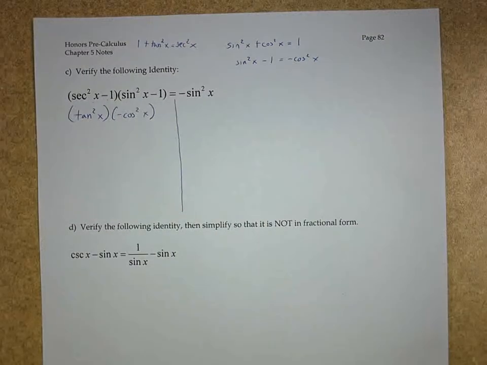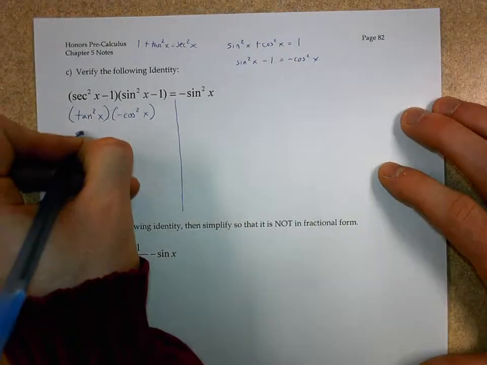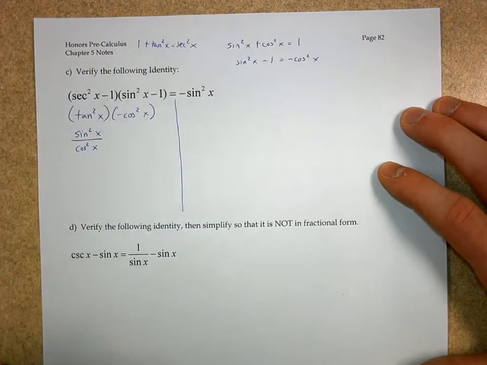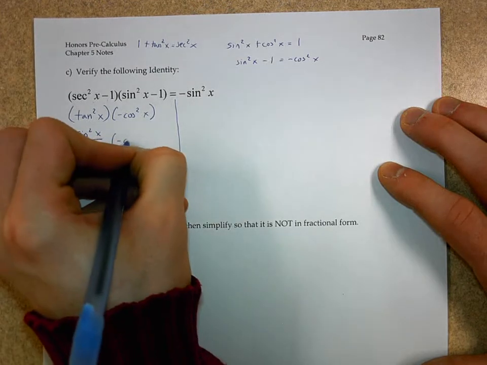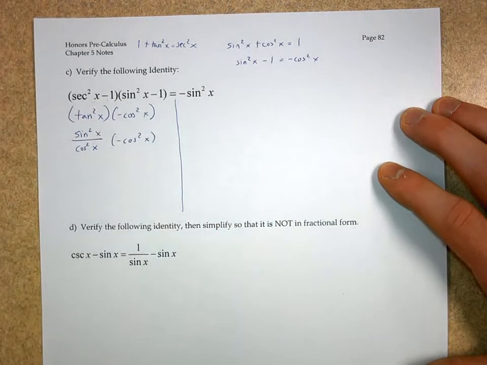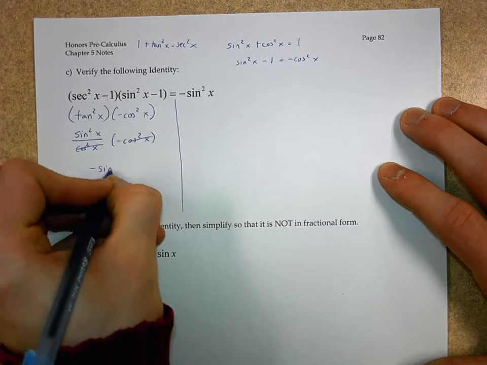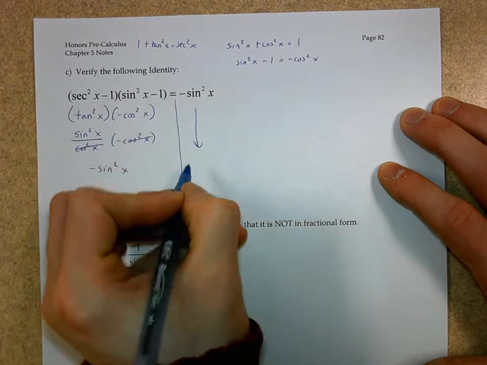So really this expression is tangent squared of x times a negative cosine squared of x. Now that I've got it into single terms, it's easy to write in terms of sine and cosine. So sine squared of x over cosine squared of x is what tangent squared of x is, times negative cosine squared of x. Cosine squared of x is canceled, which leaves me with a negative sine squared of x.